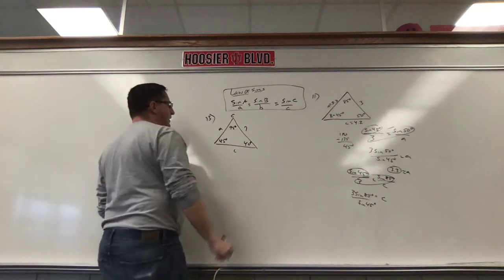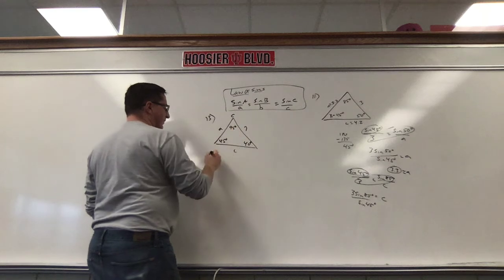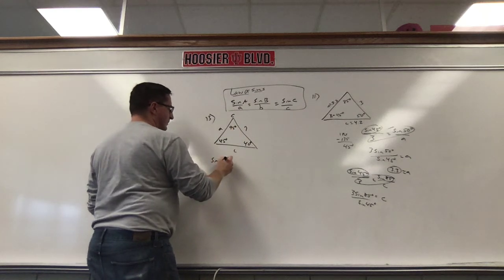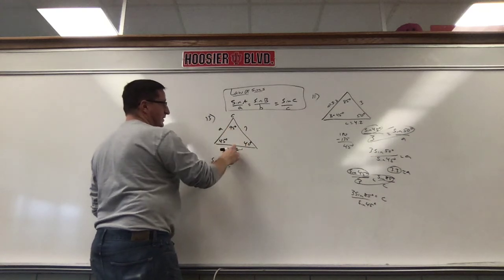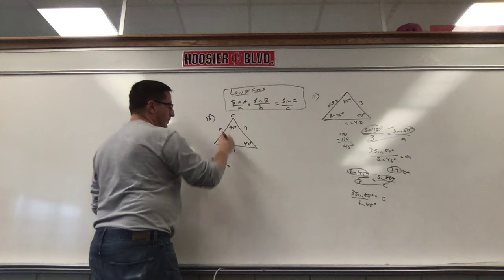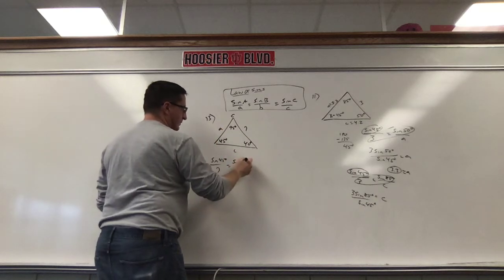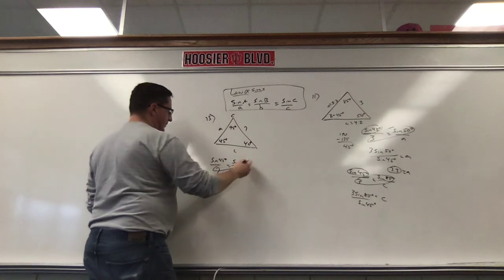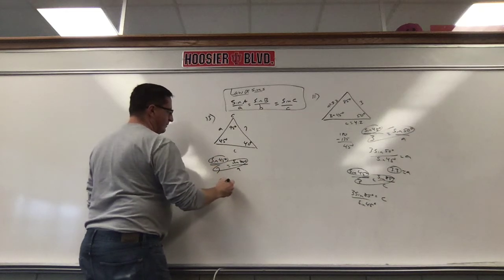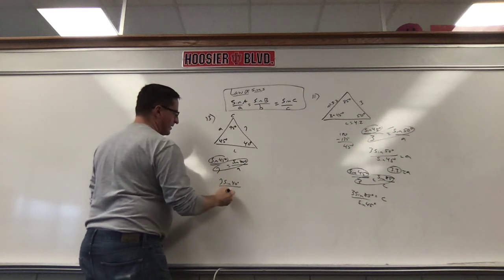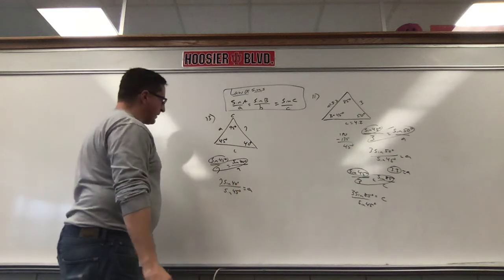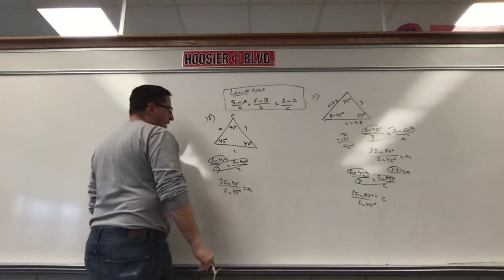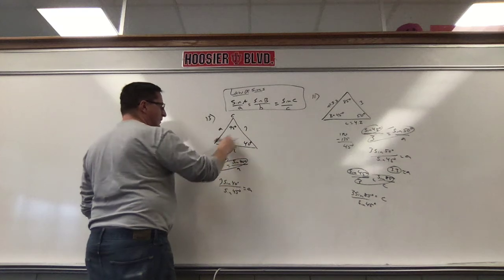I know both of these two, so I'm going to say the sine of 45 over 7 equals, I'm going to find little a first. It doesn't matter if I find little a or little c first. So the sine of 40 over a. Again, we cross multiply and divide, so 7 sine 40 divided by the sine of 45 is little a.